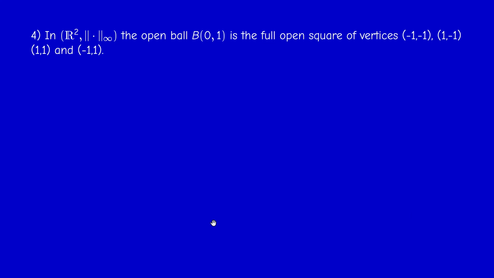Let's see the fourth example. What if I take the infinity norm in R2? Just to simplify, instead of taking B(a,r), just take B(0,1), the ball of center 0 and radius 1. I claim that this ball now is a square, a full square, actually, without the boundary, of vertices (-1,-1), (1,-1), (1,1), and (-1,1). And I will draw it in a moment. Why is this so?